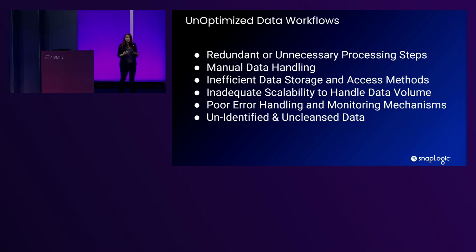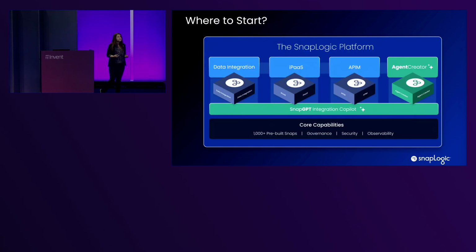And the way that this ends up looking within those organizations is they end up with redundant or unnecessary processing steps. They're still doing manual data handling rather than automating their journey. They have inefficient data storage and access methods, inadequate scalability, poor error handling, or unidentified and uncleansed data that they're unable to identify and make usable.